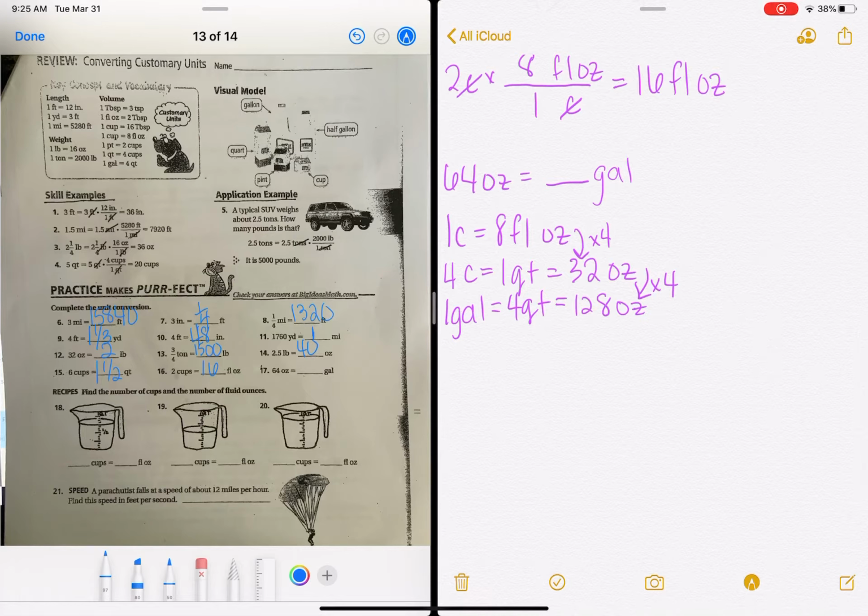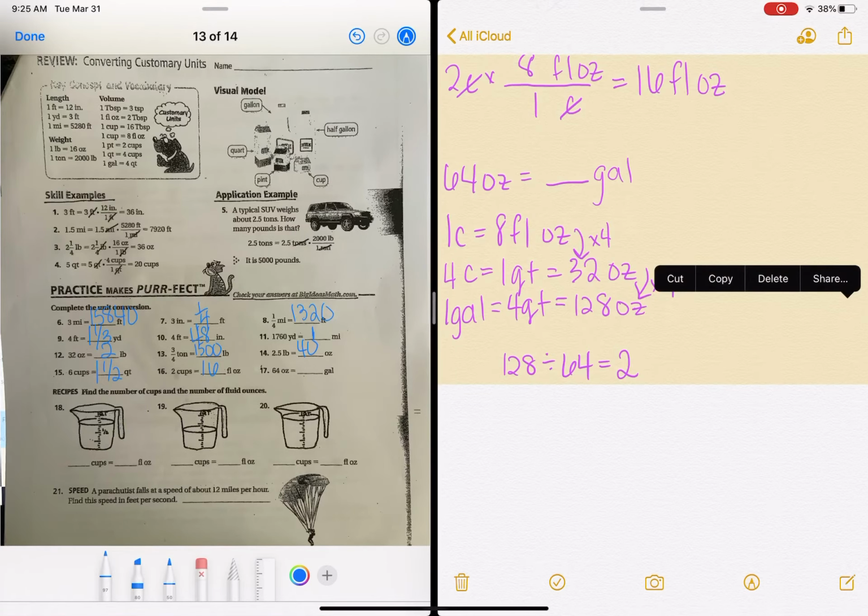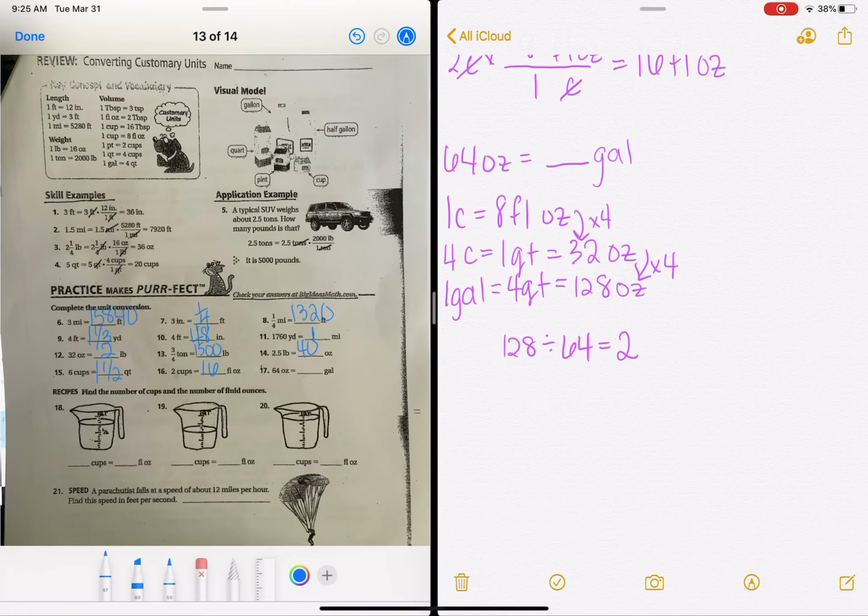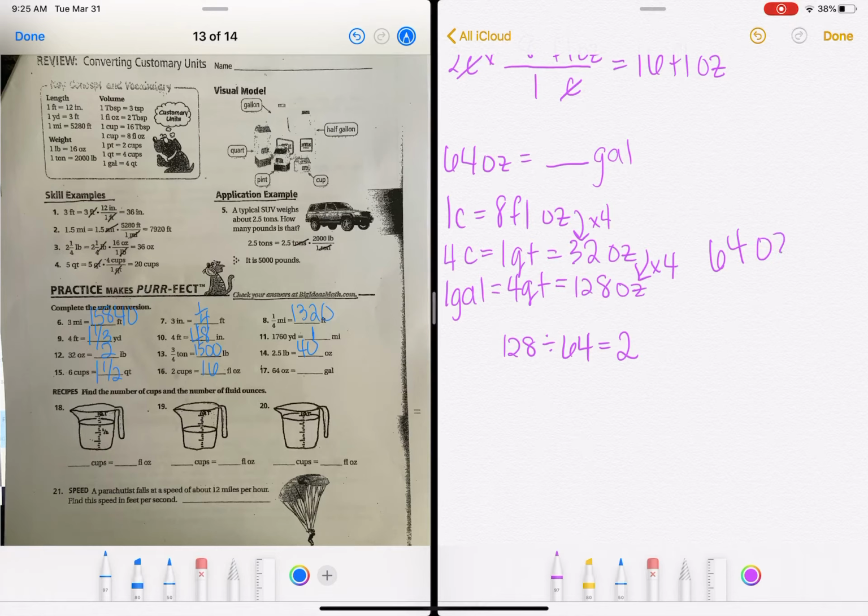ounces. Now, we want to see how 128 compares to 64. So 128 divided by 64 equals 2. So that means that 64 ounces equals 1/2 of a gallon.